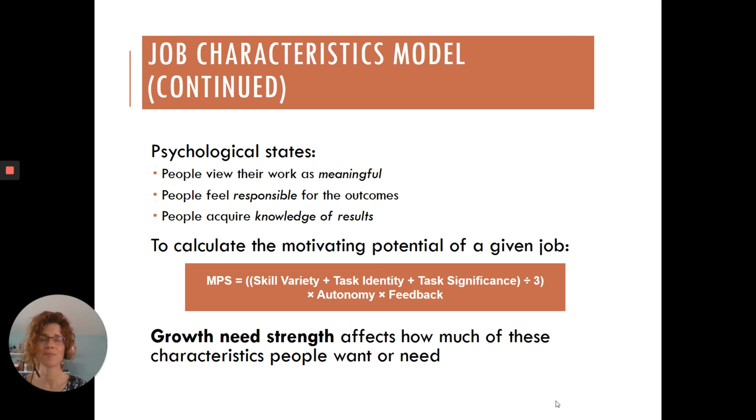But the reality is people don't see them as more significant. So I'd go 3 plus 3 plus 3 divided by 3 is 3. Autonomy on a scale of 0 to 9, well, I couldn't really decide much of what I did or how I did it. So my autonomy was pretty low. I'd give it like a 2. So 3 times 2, 6.